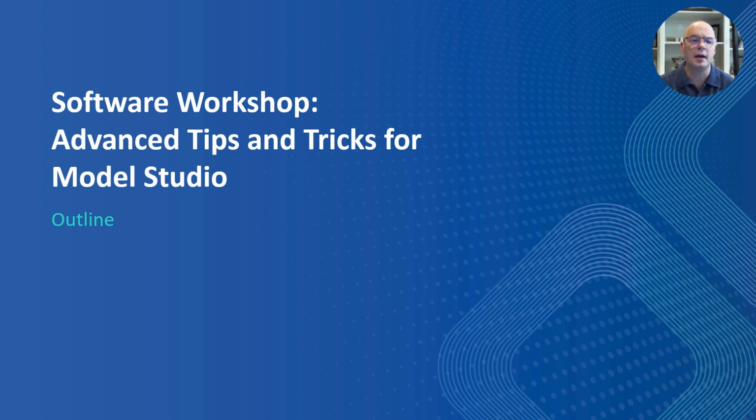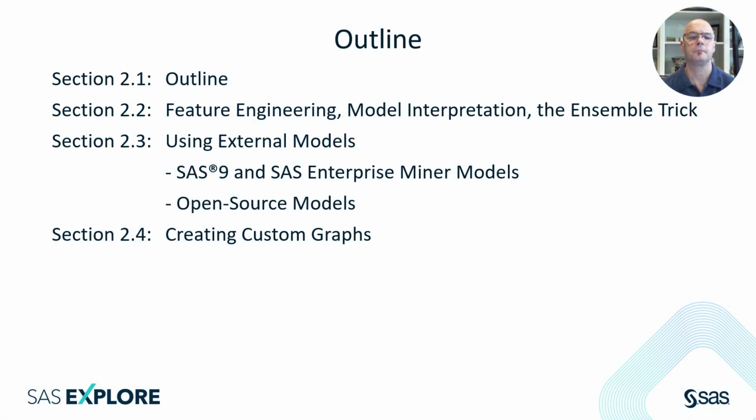Certainly we're going to be spending some time in the computer using Model Studio, but we're going to have a little bit of discussion along the way also. First, let's just start with an outline of the workshop. The first section is the simple outline, followed by 3 sections. Section 2 seems like a hodgepodge of almost independent topics, but there is a method to my madness, and we'll see it when we get to the next section. We'll be covering feature engineering, model interpretability, and then something known as the ensemble trick to assist with model interpretation.